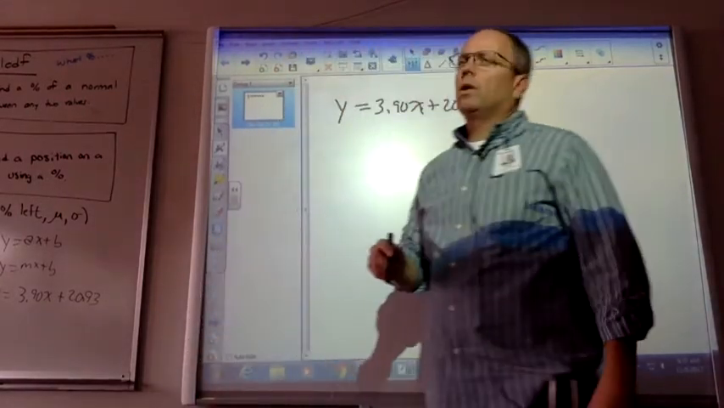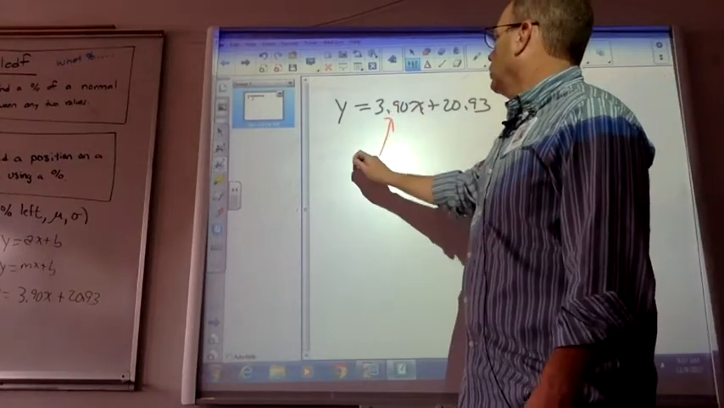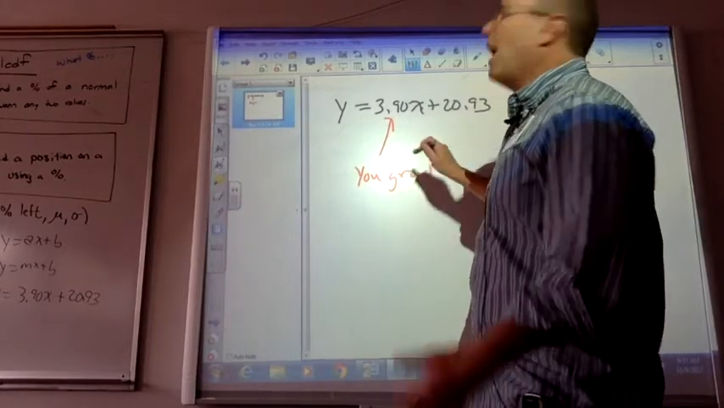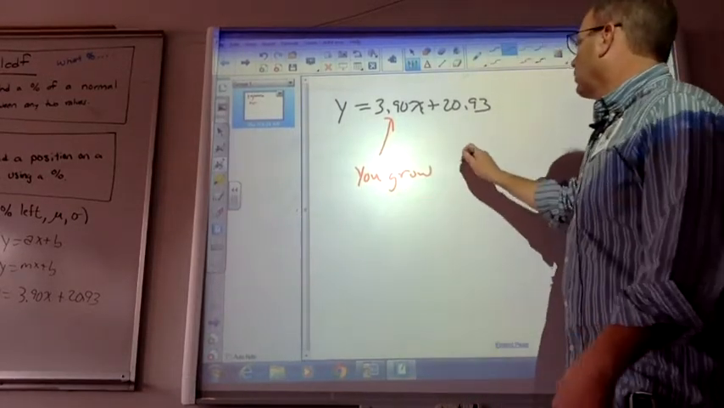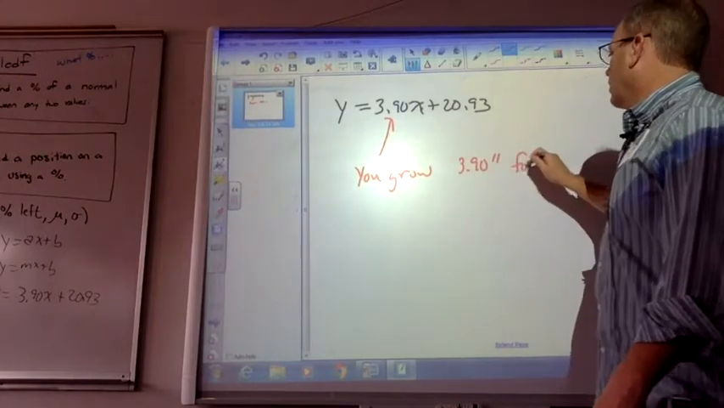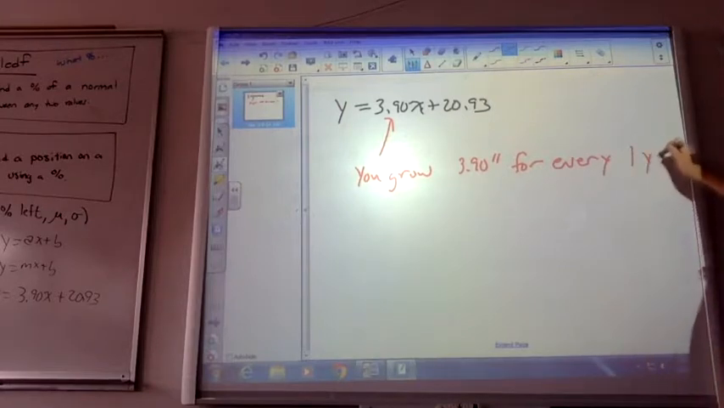Okay, so let's talk about the slope real quick. A child grows 3.9 inches for every 1 year. And again, this is bounded. Usually when you get to about 15 or 16 years of age, you stop growing, or you're growing significantly slower.